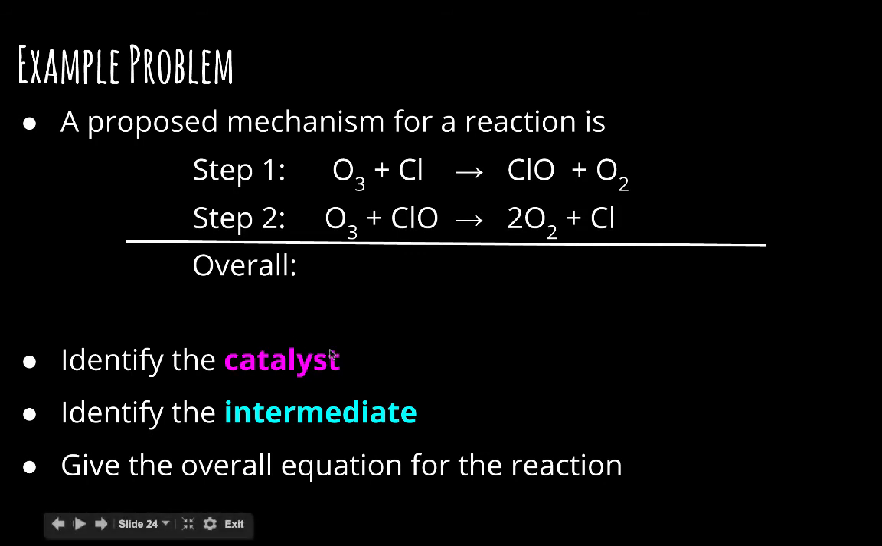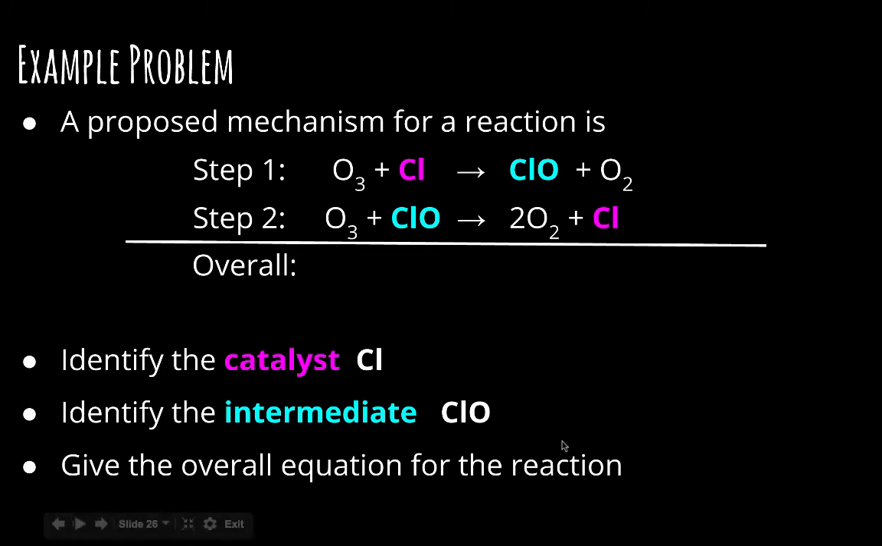When we're looking for the catalyst, we're looking for something that shows up in the beginning and then comes back at the end in one of the final steps. So chlorine shows up here and then comes back here, but it's going to cancel out because there's only one of them. So our catalyst would be Cl. For our intermediate, we're looking for something that's made in one step and then used up in another step. You can see ClO is made here and then it's used up down here. So that's our intermediate.